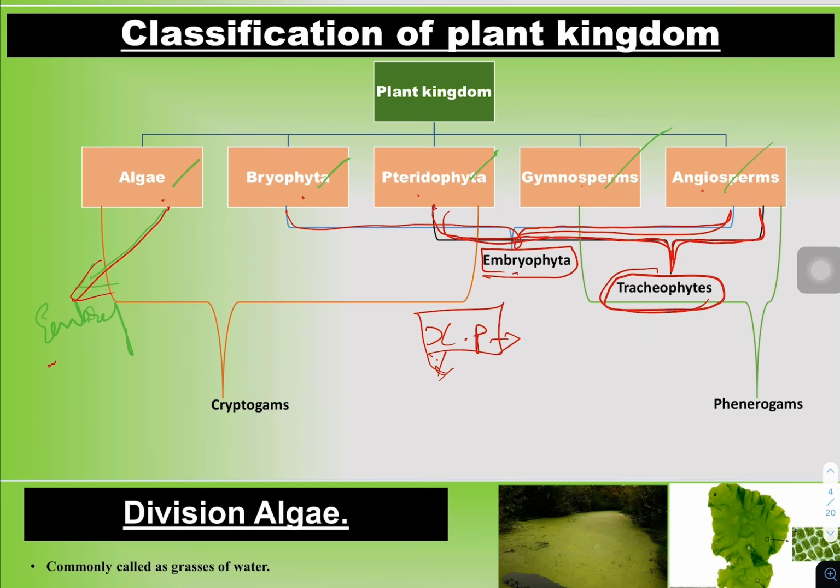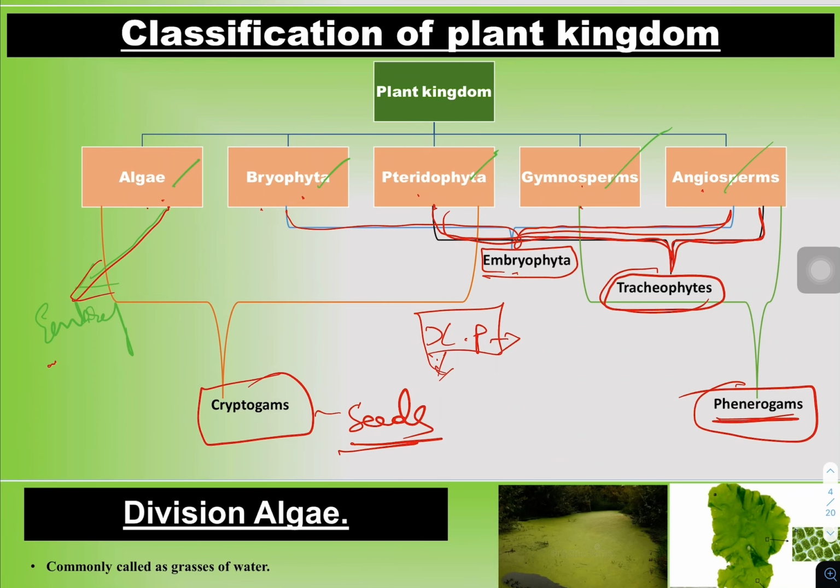The next group is algae, bryophyta and pteridophyta. They are called cryptogams. Why? Because they do not produce any seeds. They do not produce any seeds, hence they are called cryptogams. Whereas gymnosperms and angiosperms produce seeds, hence they are called phanerogams. See here, plant kingdom divided into 5 divisions: algae, bryophyta, pteridophyta, gymnosperms and angiosperms.